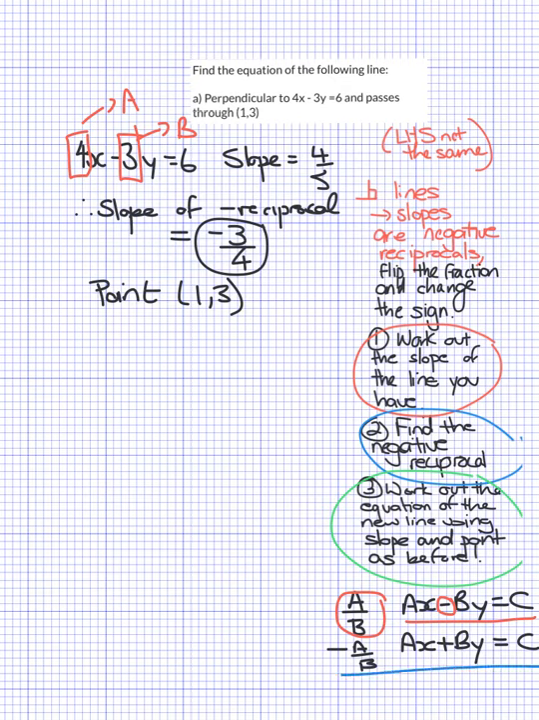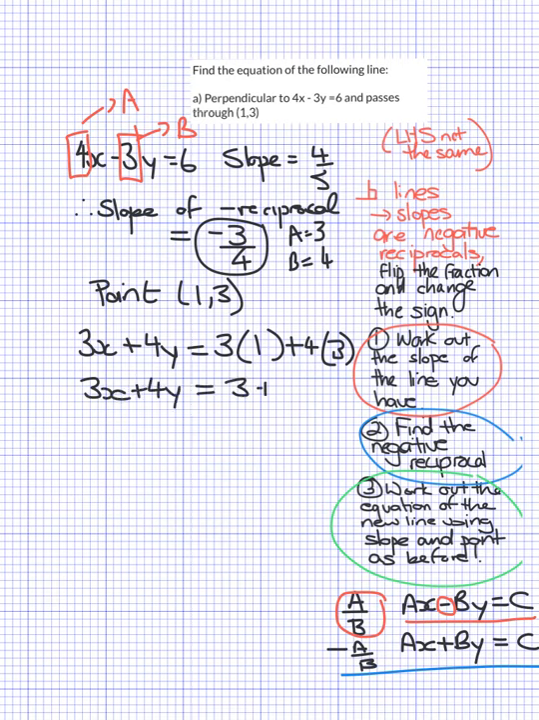ax plus by equals c. a now is going to equal 3 and b is going to equal 4. So we're going to get 3x plus 4y, and that is going to equal 3 times something plus 4 times something. But this time we're going to substitute in the point which we know lies on that line, which is (1, 3). So we're going to get that 3x plus 4y equals 3 plus 12. So 3x plus 4y is therefore going to equal 15. And that's the equation of our line.